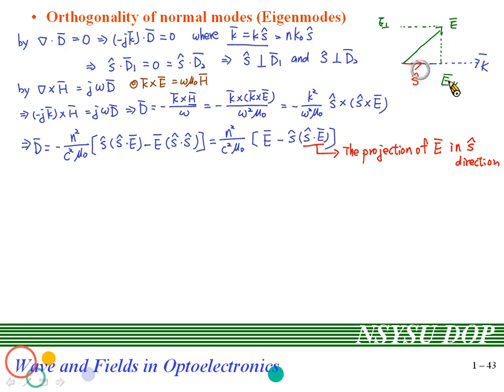According to this plot, S dot E means the magnitude of this distance. The projection of E in the S direction means the magnitude of this distance. And S hat is the direction of this, the unit vector of this direction. So, combine this.